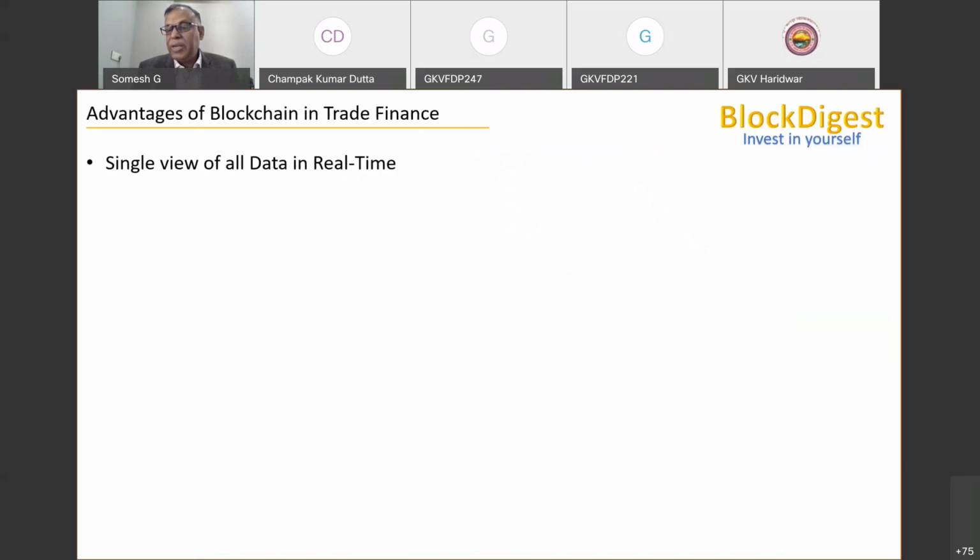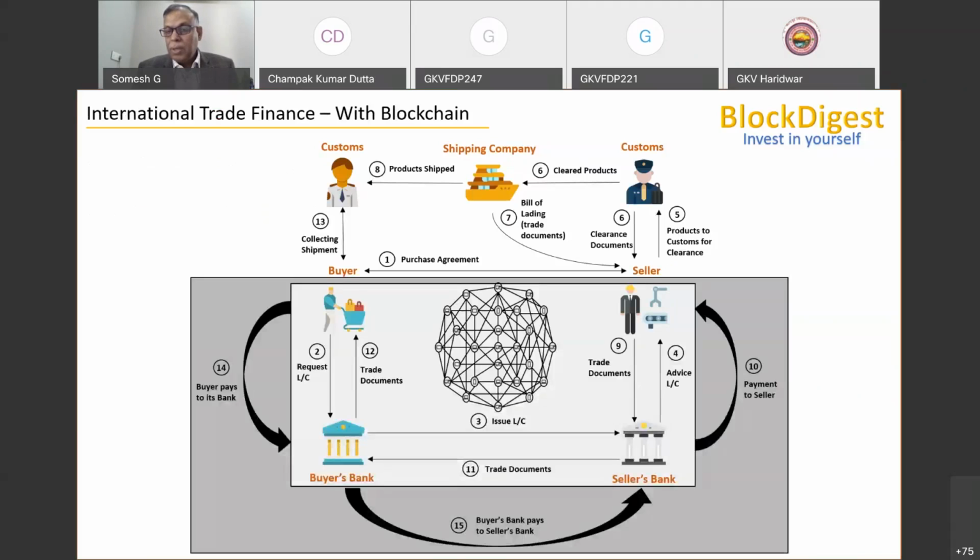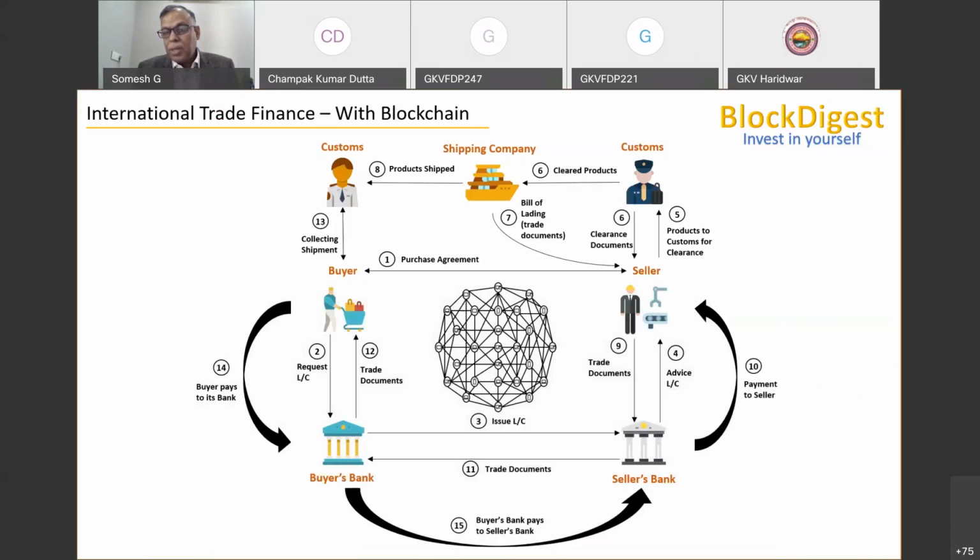Blockchain provides a single view of data in real time across all parties. And when we say real time, with a lag of a few minutes, it reduces time significantly. If you look at it, in this process, it takes about 3 months, if everything goes well, for the LC documents and the trade documents to be exchanged across the 4 corners: the buyer, the seller, the seller's bank, and the buyer's bank.